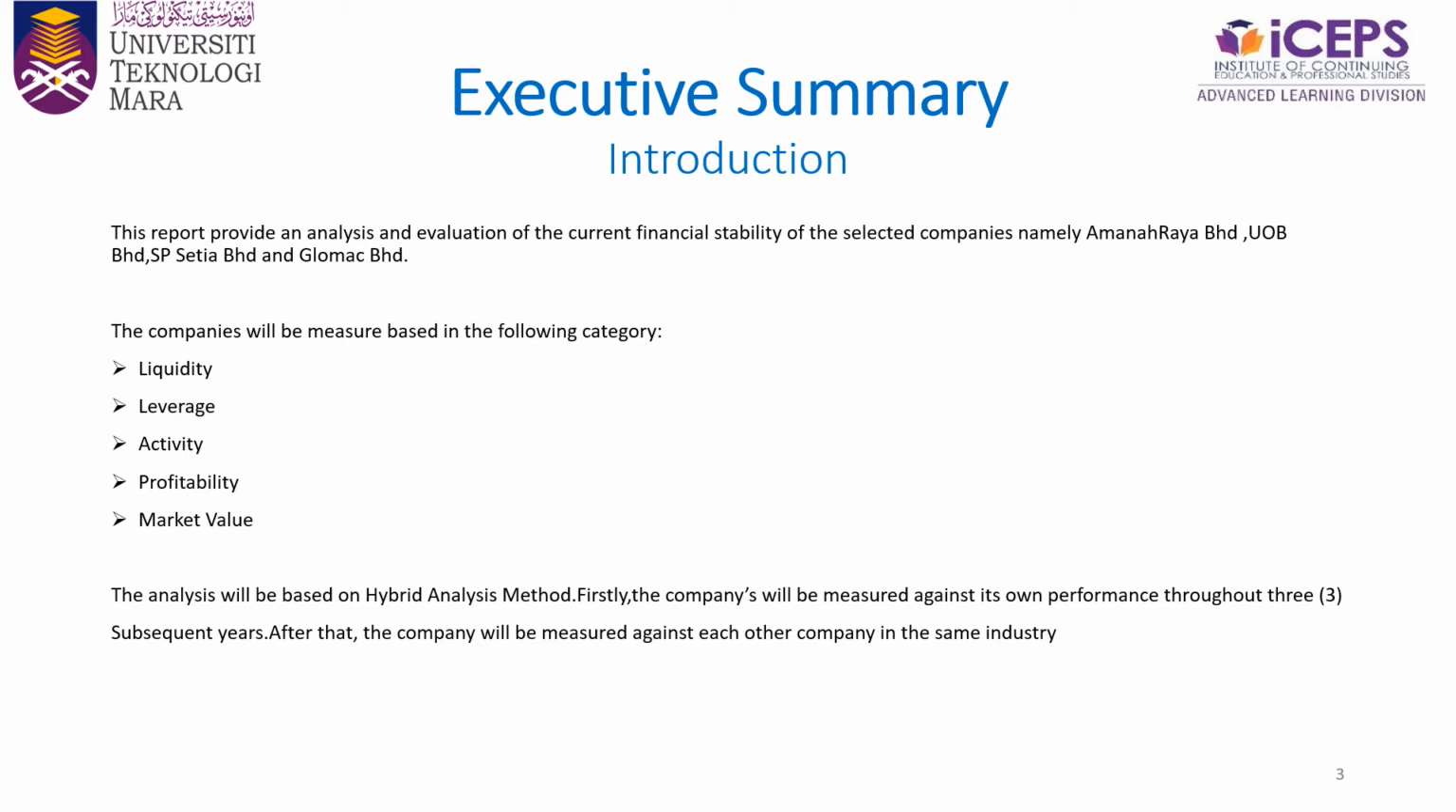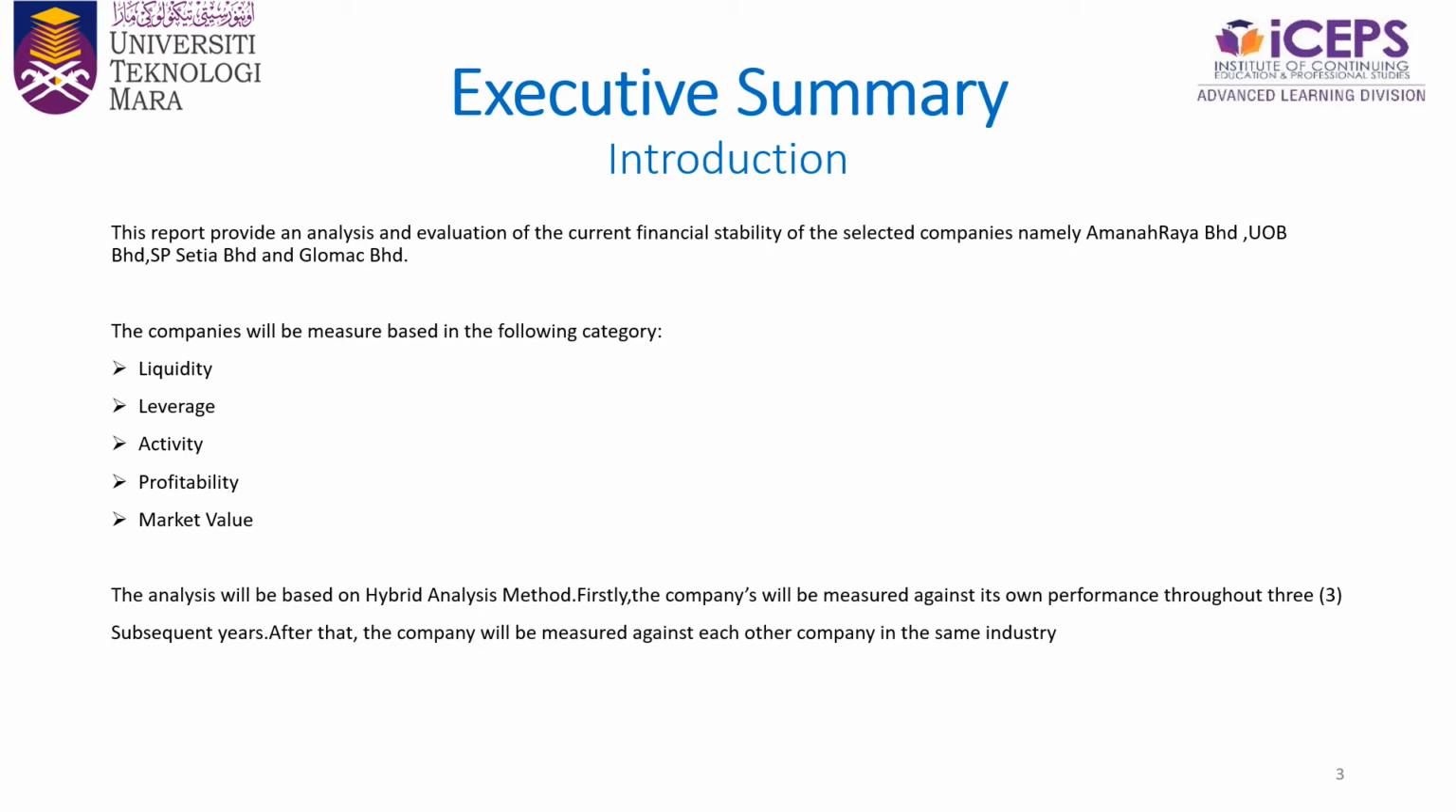I will introduce first. Okay, this report provides an analysis and evaluation of the current financial stability of the selected company, namely Amanah Raya Berhad, UOB Berhad, SP Steel Berhad, and Glomac Berhad. The companies will be measured based on the following categories: liquidity, leverage, activity, profitability, and market value.